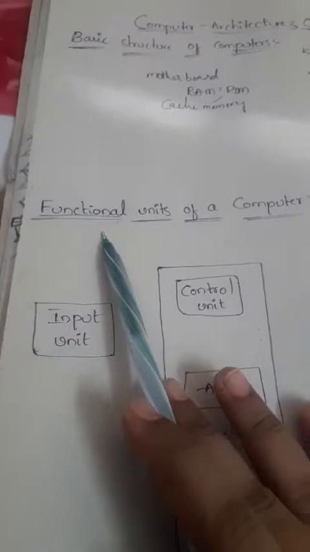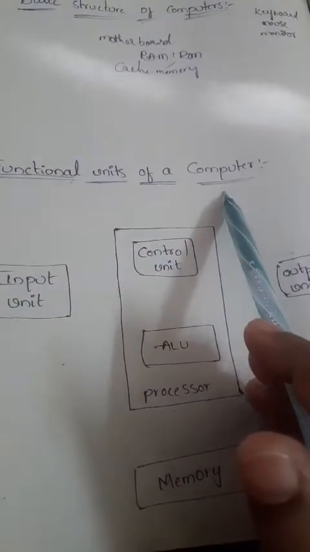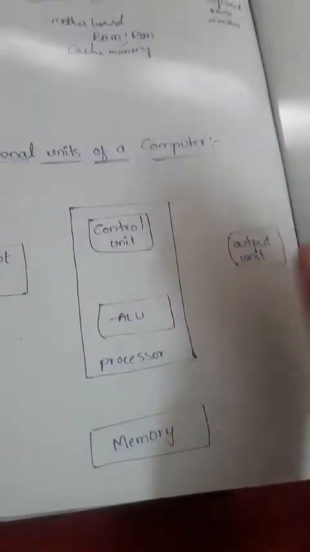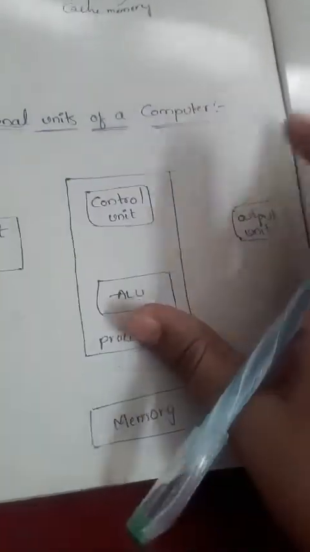The first topic is the functional units of a computer. Functional units of the computer are generally the block diagram of a computer. Simply we can say that functional units are the internal parts of the computer, or the block diagram of the computer: which components are present inside the system and how they will work. That is called the functional units of the computer. Now we will learn that concept.